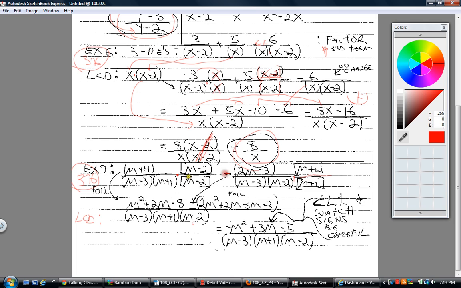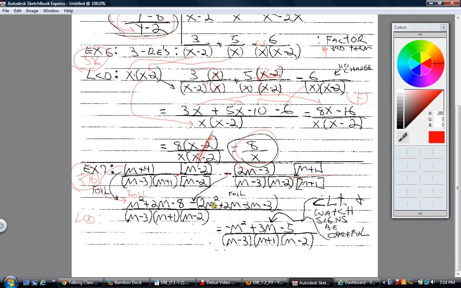You've got to watch that. So now I took the LCD and I wrote it down, and I did, look at this, parentheses m plus 4 times m minus 2. I did FOIL. To go from here to here, we did FOIL. Okay, over here I did FOIL again, and then I watched that minus term because that's going to switch the sign, so you've got to be careful on that.